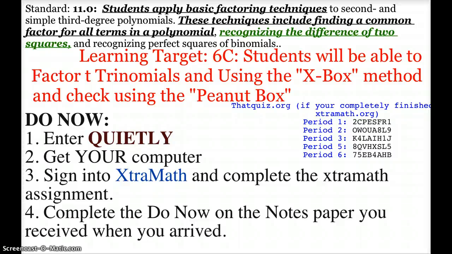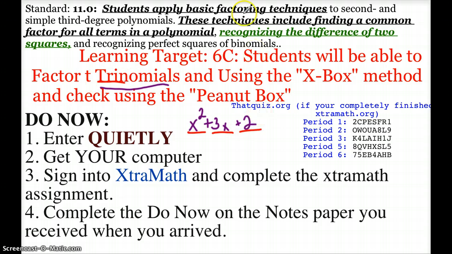Okay, so 6C, students will be able to factor trinomials. Trinomials are anything with three terms. Something that looks like this: x squared plus 3x plus 2. I made it up. Okay, so three terms. Here's term number 1, 2, and 3. We call it a trinomial.